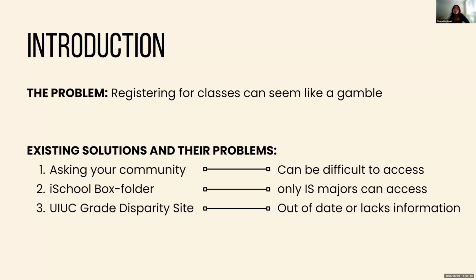And then the grade disparity site is often out of date or just lacks information, especially for newer classes. Frankly, a lot of the IS classes, like last year or the year before, weren't on it because they're brand new. I mean, for undergraduates, they're brand new.